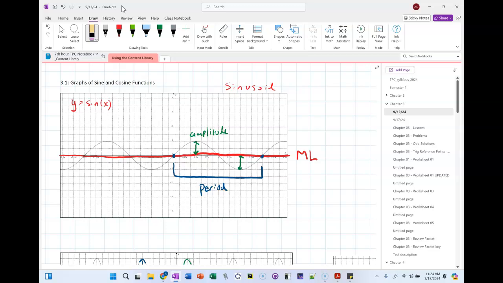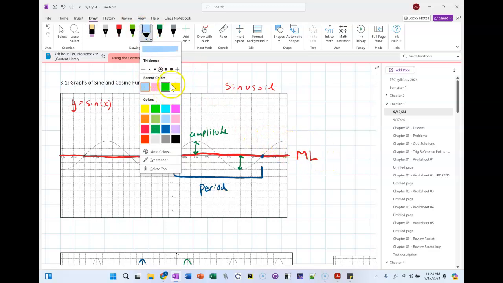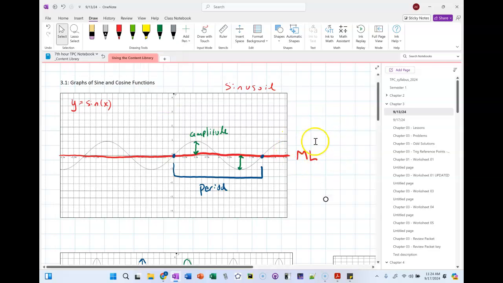So there's 3 key features that we're going to be concerned with here initially. Those 3 key features are the midline. So the midline is a horizontal line that divides the graph in half. So like this red line right here is the midline. When I say in half, I mean there's an equal amount of the graph above and below that midline. You guys kind of see that?